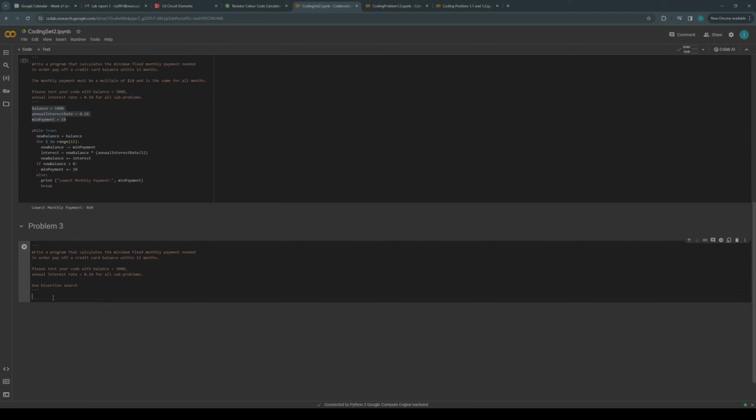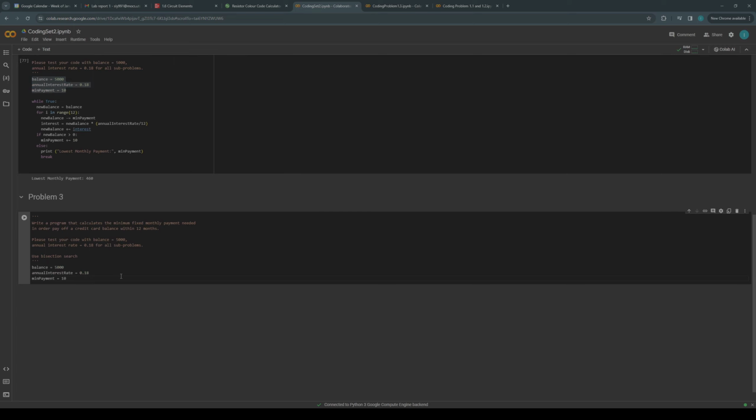I'm just gonna copy and paste these variables. Balance is gonna be the same. Annual interest rate is gonna be the same. Minimum payment not gonna be the same. So high is going to be our highest. Well, actually, I'll do low first. Because low is very easy.